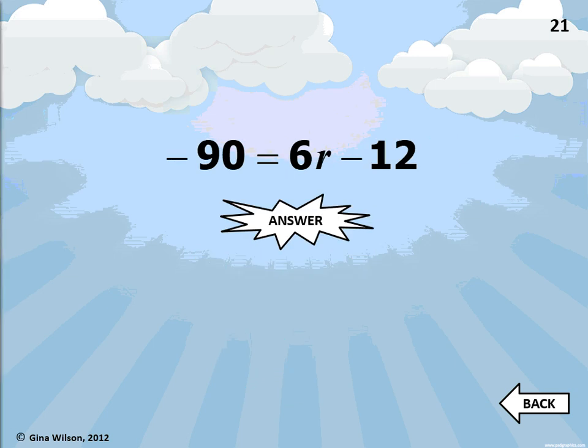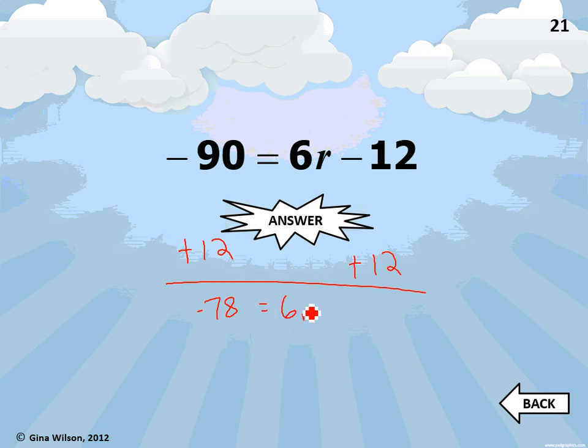Keep it going. Negative 90 is equal to 6r minus 12. We want to get rid of this minus 12, so we're going to add 12. Negative 90 plus 12 is, 90 minus 12, which is 78. But it's a negative. That was 6r. We're going to divide by 6. 6 times 10 is 60, plus another 18, so 13. It's a negative.